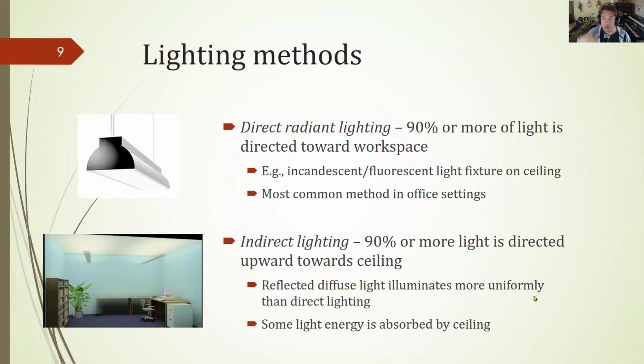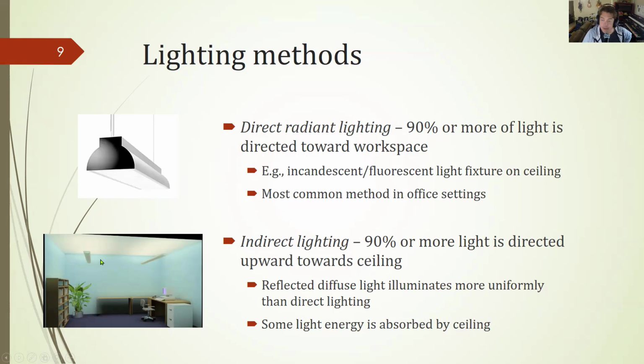Okay, so the different types, we'll say direct versus indirect. Direct lighting is where the light bulb is basically available for me to stare directly at it. So the light is projected directly onto the objects that need to be seen. If you have an incandescent light on the ceiling and it's pointed down, that's it.